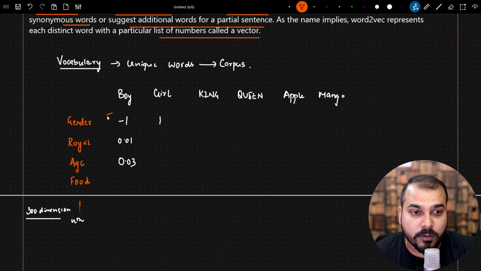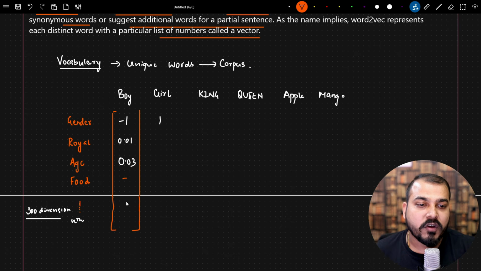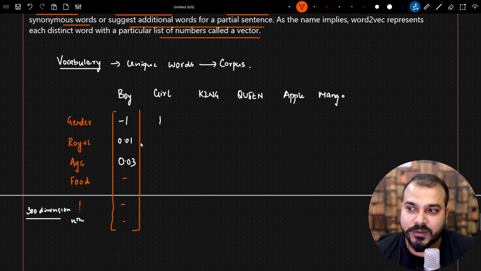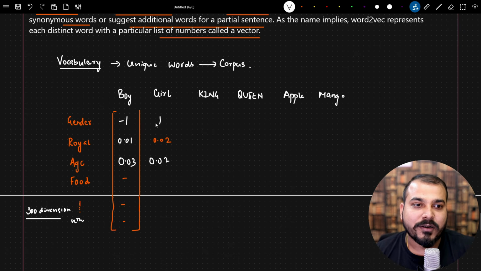So that basically means for boy, I will be having this specific vector, and all these values will be here. Now similarly with respect to girl, you can see with respect to gender, if boy is having -1, then this will be +1, because it is completely opposite. With respect to royal, again, no relationship, so it will be 0.02. Here I'm going to put 0.02 for age also, because there is no specific relationship. Similarly, I will be having other values like this.